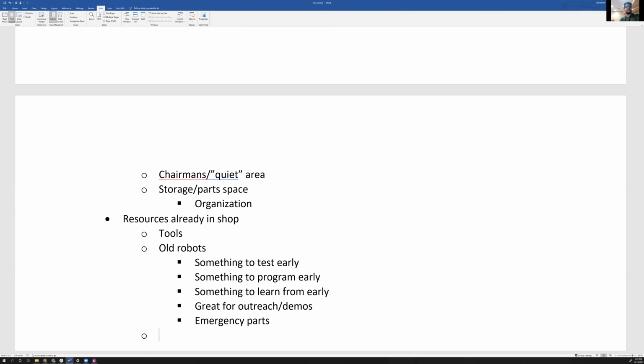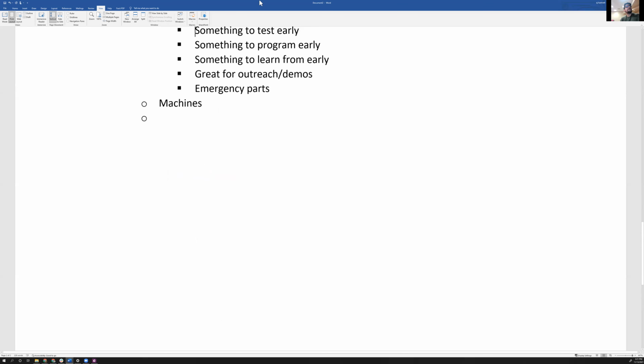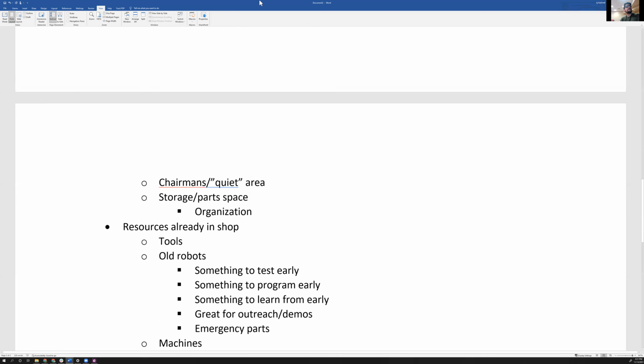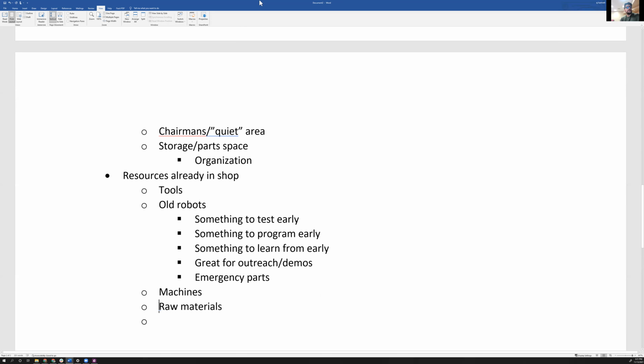Right. Yeah, machines. Okay. Sam? Yep, raw materials. Yeah, for our new students that are less familiar here, we'll say polycarb, metal, wood, hex shafts, etc. Okay. What else? Brian? Motors and COTS parts. Okay. And for anyone that doesn't know, COTS is commercial off the shelf.